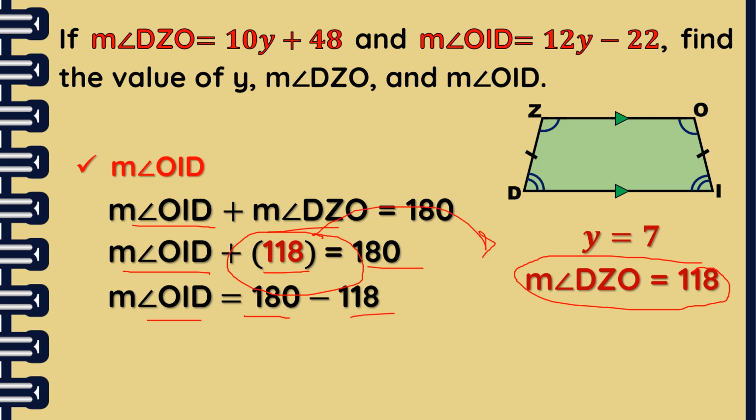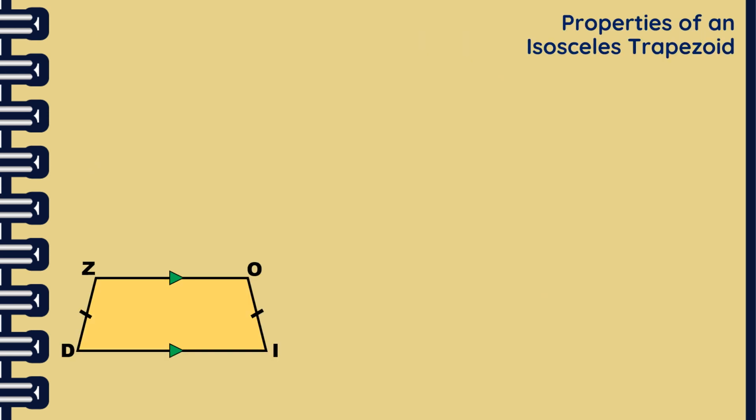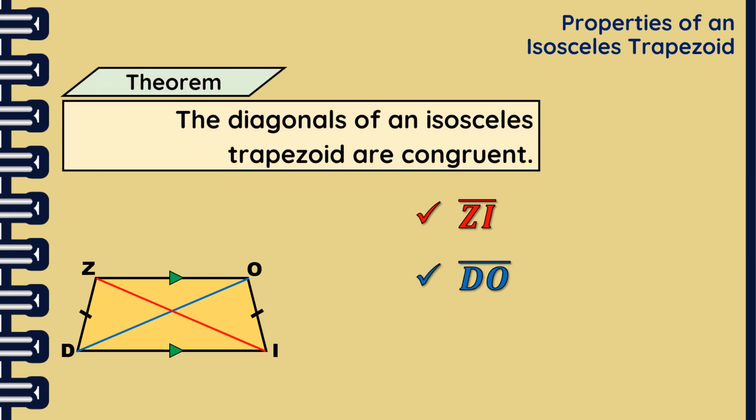It becomes negative 118. The difference of 180 and 118 is 62. That's why the measure of angle OID is 62. The two diagonals of quadrilateral ZOID are segment ZI and segment DO. A theorem states that the diagonals of an isosceles trapezoid are congruent. We can therefore say that segment ZI is congruent to segment DO.